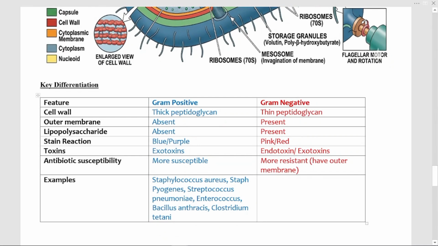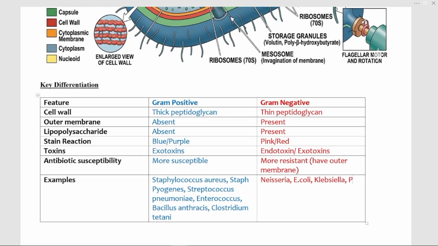In gram negative, one of the major common ones is the Neisseria. You've got two groups: Neisseria meningitidis, which causes meningitis, and Neisseria gonorrhoeae, which causes gonorrhea. We also have E. coli, or Escherichia coli, another common bacteria that causes UTI and other diarrheal illnesses. You also have another one called Klebsiella pneumoniae and others.